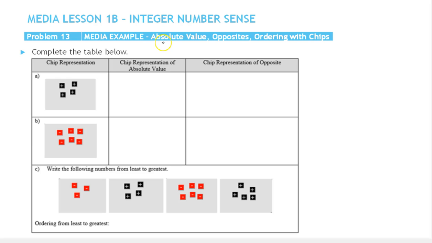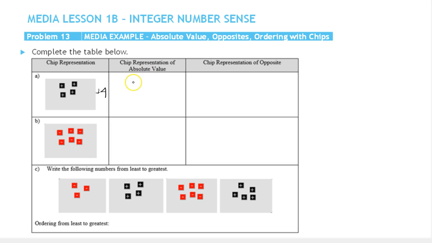In this example, we're going to look at absolute value, opposites, and ordering with chips. So we've already looked at these concepts with the number line, but again, it's useful to have more than one way to visualize these ideas. So here's the chip representation for 1, 2, 3, 4, positive 4. Just going to write positive 4 here.